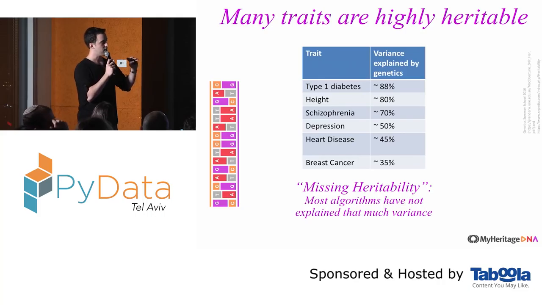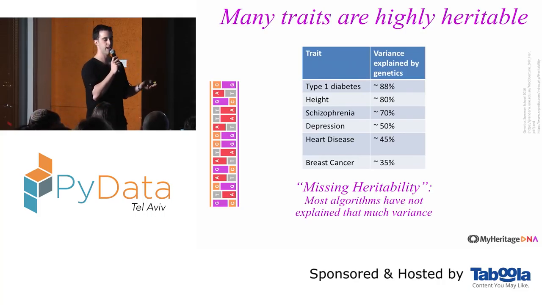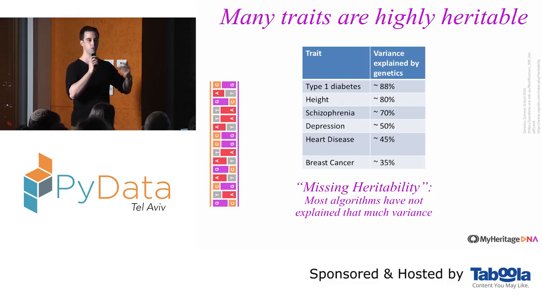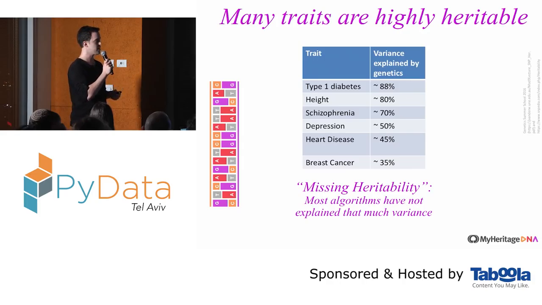And the fact is that for the vast majority of traits, we are very far from that. So this is the missing heritability issue. And the hope is that big data and all kinds of techniques can close that gap. For this talk, we'll be talking about height prediction, because at our company we happen to have a relatively large data set with not a lot of noise. So we'll be talking about estimating height.